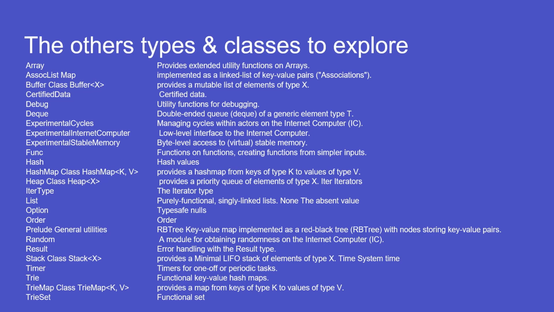The primitive types are just the beginning. Motoko builds upon those types to provide more complex types and functions found in corresponding modules. So these types will be the subject of other videos, but array, hashmap, buffer, and iter types are heavily used.